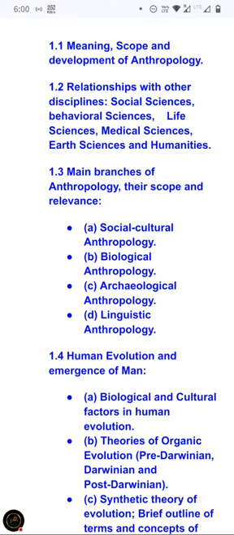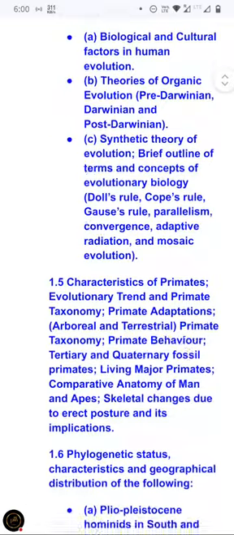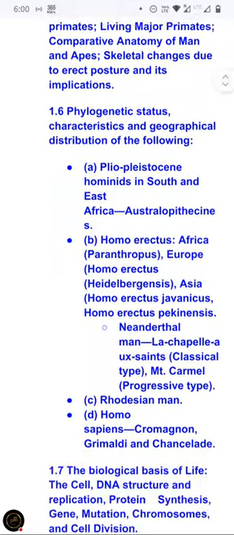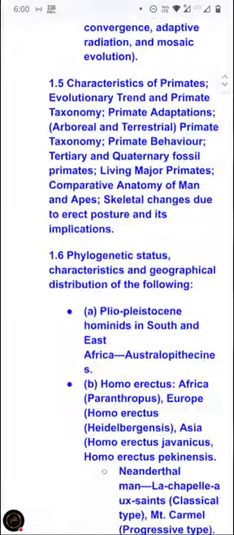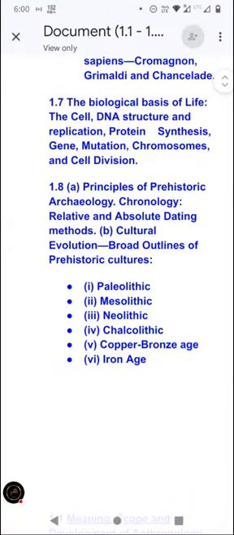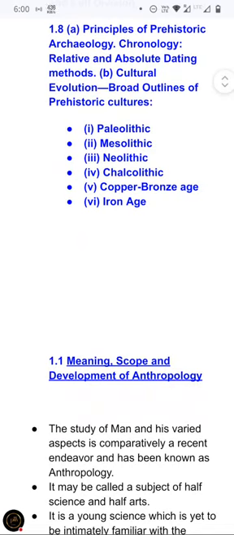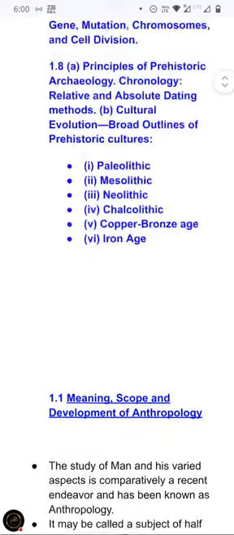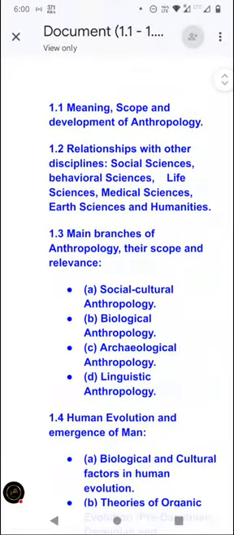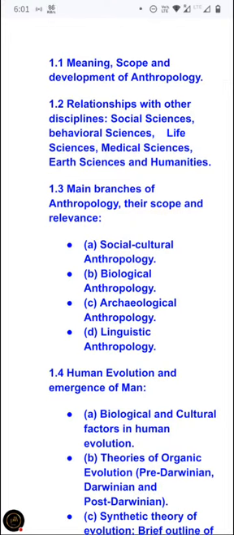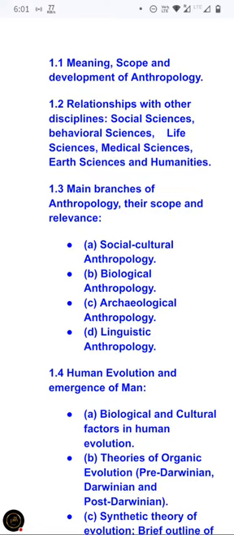So here is the anthropology syllabus, in this Google Docs first lecture. Chapters 1.2 to 1.8, 8 chapters, are given in this PDF. We will cover this PDF in 4 to 5 classes, not 8 classes, but only 4 to 5 classes. Here you can see the syllabus of anthropology and the UPSC previous year questions asked in the anthropology optional, which is all about the preparation of anthropology optional for UPSC CSE 2024.